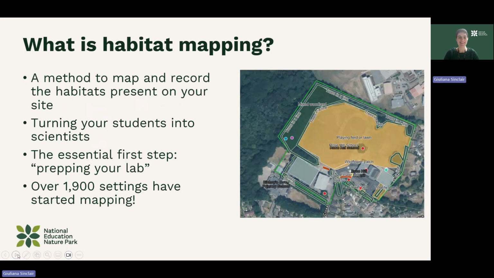While you're logging in and getting the Habitat Mapper tool up, I'll just briefly recap that habitat mapping is a method to map and record all the habitats present on your site. So it's all your outdoor space except for the buildings. And it's really about turning your students into scientists, and the essential first step to prep your lab, your outdoor space, collect that baseline data upon which you can then build year on year. And you're joining a huge cohort of people. We have over 1,900 settings that have already made a start on their habitat maps.